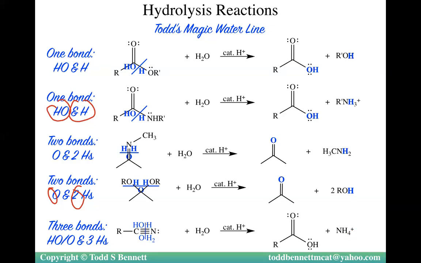When it's neutralized and we isolate it, it'll be NH3. So this is a so-called magic water line. If it passes through one bond that gets broken, we get an OH to the carbonyl side, H to the leaving group side. If it passes through two bonds, we get two H's to the leaving group side and O on the other atom. If it passes through three bonds, then you add all three H's to the leaving group and an OH and an H to the carbonyl.